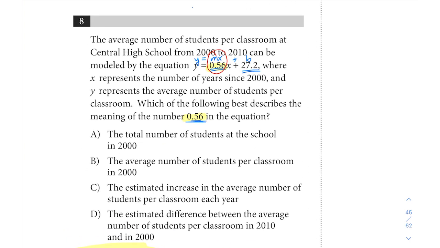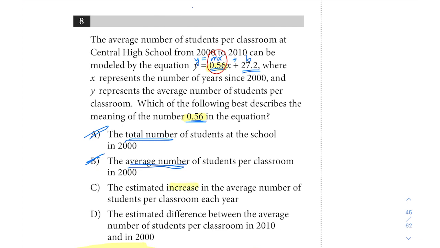So for question 8, if we look at the correct answer choice that describes the meaning of 0.56 or the meaning of our slope, let's check here. Total number of students. Well, that doesn't say each or per. That doesn't show an increase or a decrease. That's just a set value. That would be a constant. And same thing with average number of students. Again, that's still just a constant value. That's not showing a rate of change. There's no change in the value.